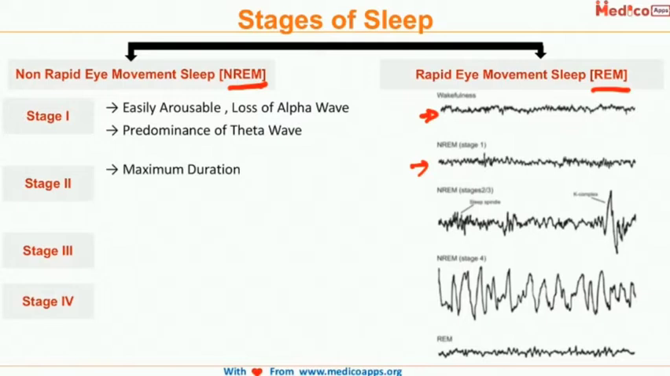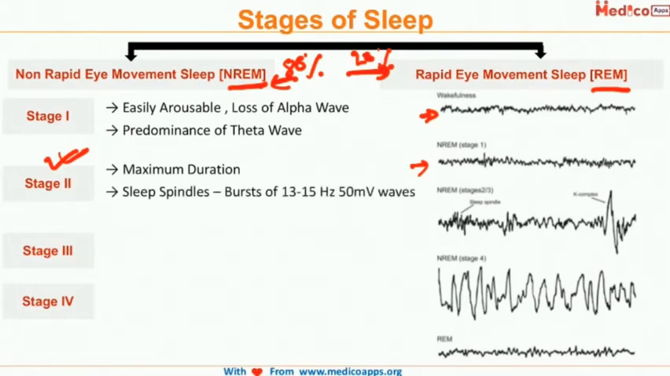Stage 2 is the maximum duration of the entire sleep cycle. You have to remember that. So, NREM duration is much more than REM. Almost 80% of sleep is NREM and only 20% is REM sleep. Even in NREM, stage 2 has the maximum duration. Also, in this there are two very important features.